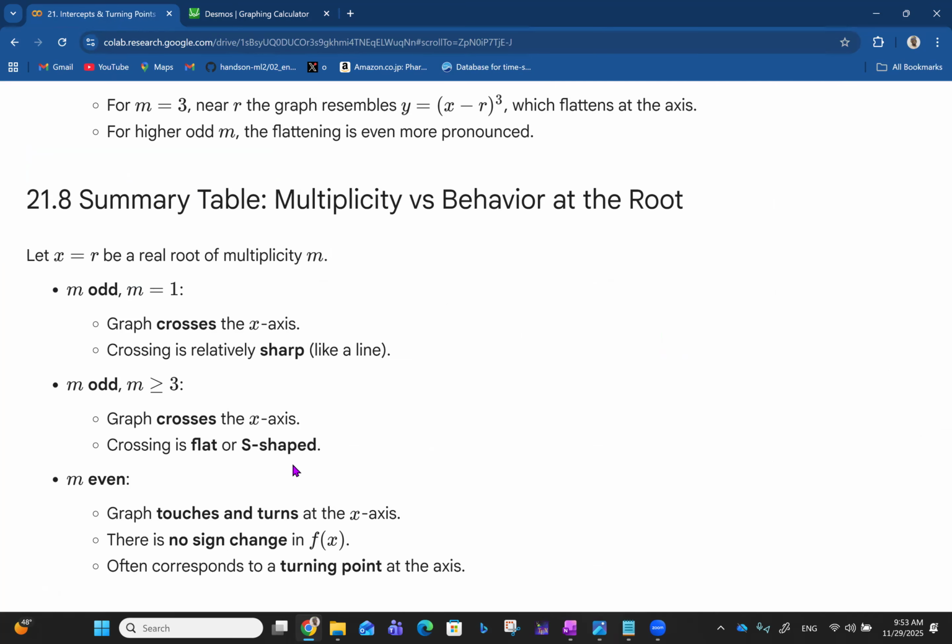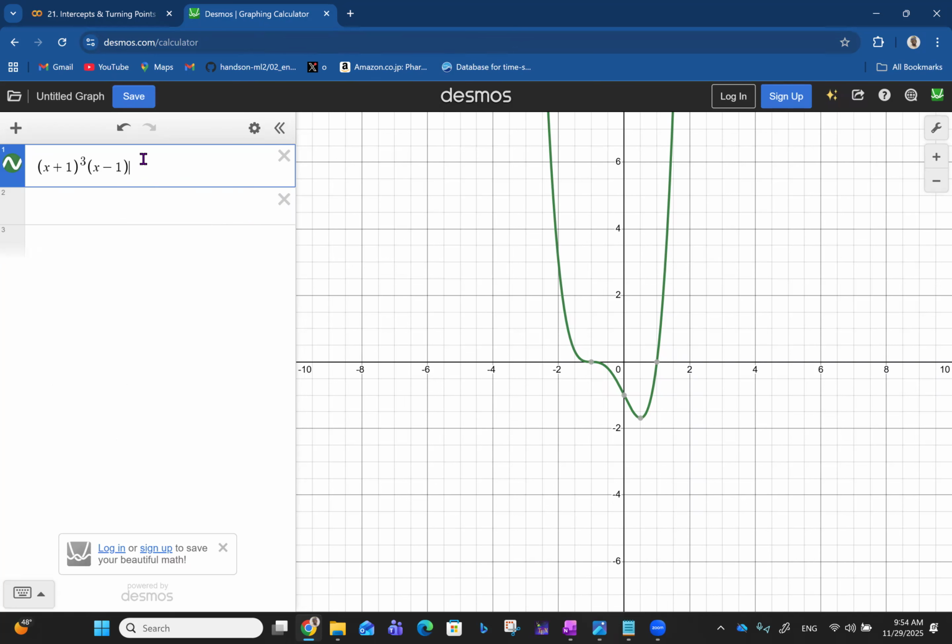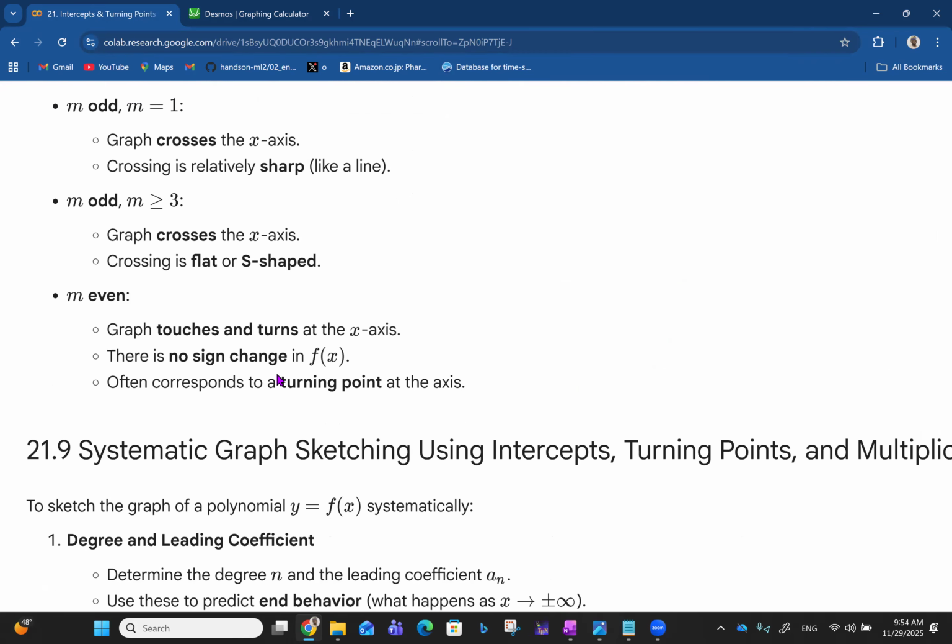Then what else? m is odd, but m is greater than or equal to 3. In this case, I've demonstrated that already. For m even, the graph touches and turns at the x-axis. There is no sign change in f of x. It often corresponds to one turning point at the x-axis. So imagine here now, I have this raised to power 2. You see this one behaving sluggish like here because there's odd multiplicity for x equals -1. For x equals +1, which is now even multiplicity, you see it touches and keeps moving like that. Okay, so we have all of that.